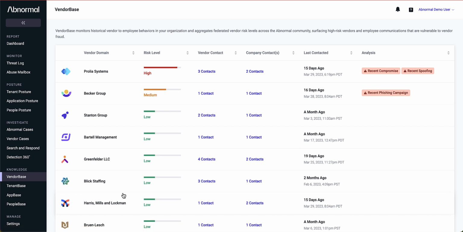VendorBase is a globally federated database of vendors that do business with Abnormal customers and allows us to track the reputation of an organization's vendors. You can think of this really as a crowdsourced threat intelligence database specific to Abnormal customers. Essentially, if we see a compromised account sending malicious emails to one organization, all Abnormal customers will gain insights from that detection and judge emails from that vendor with a higher level of scrutiny.